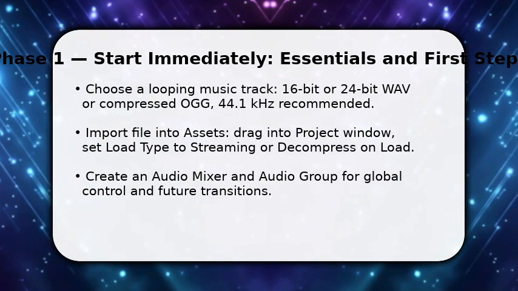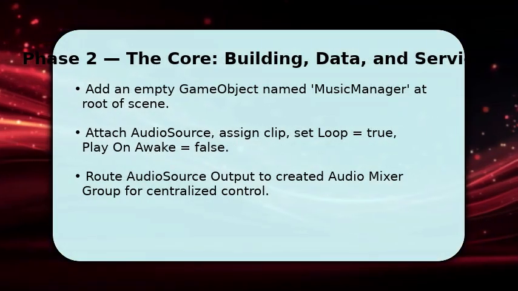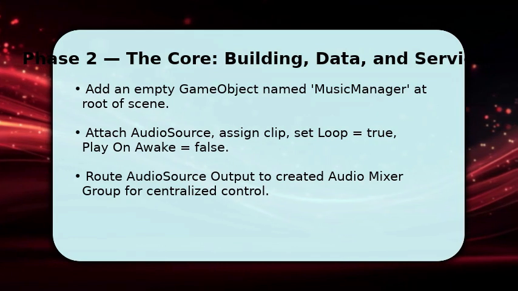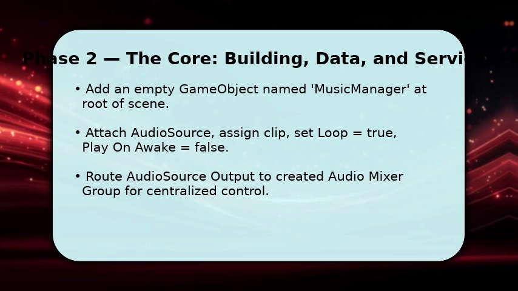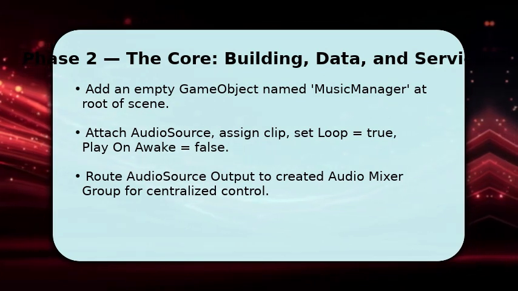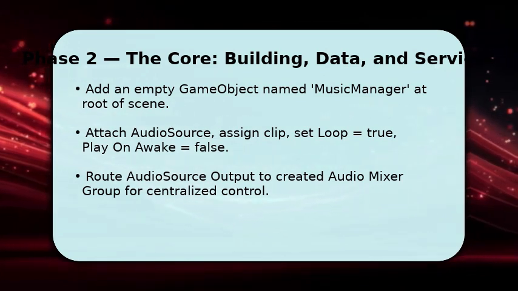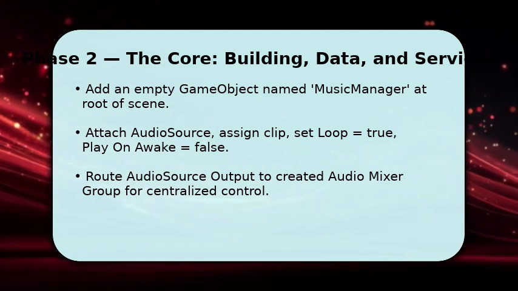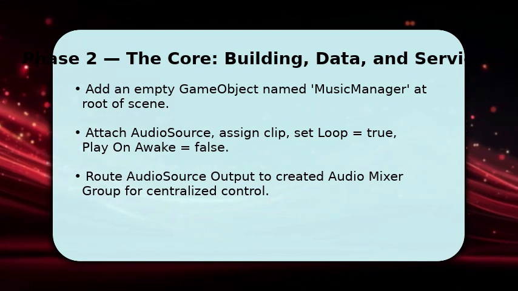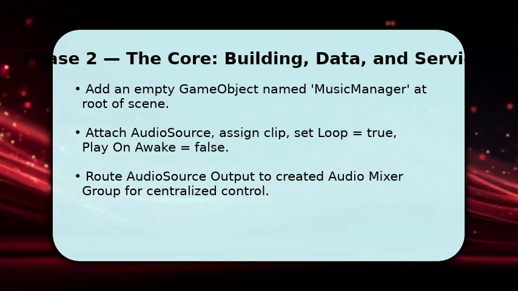Move to scene setup. Now you set up the scene to play background music. Create an empty game object called Music Manager and attach an audio source component. Assign your imported clip, enable loop, and disable play on awake so you control start timing. Route the output to the audio mixer group you made earlier, which lets you apply volume automation or effects later.